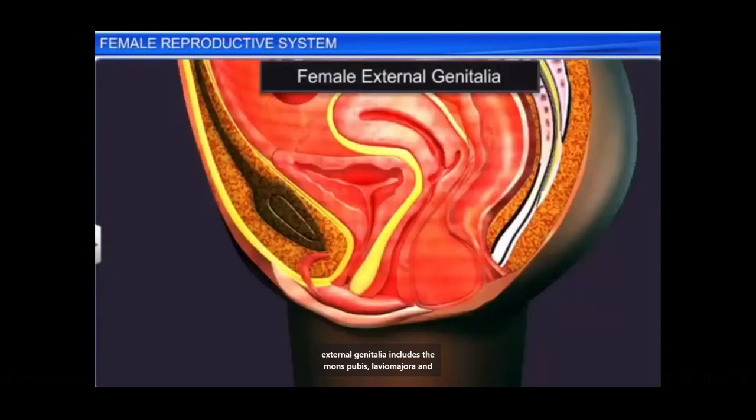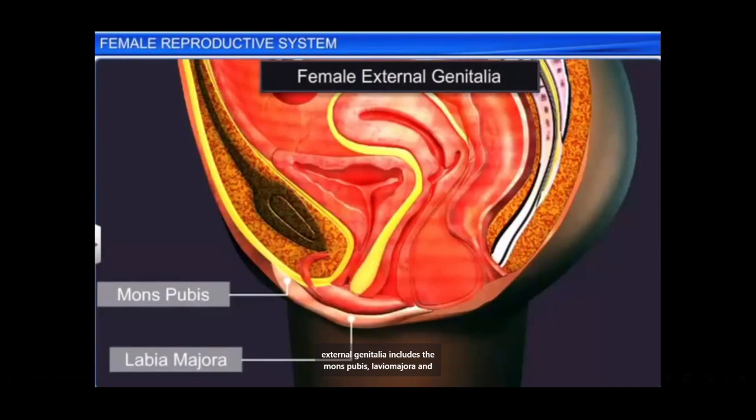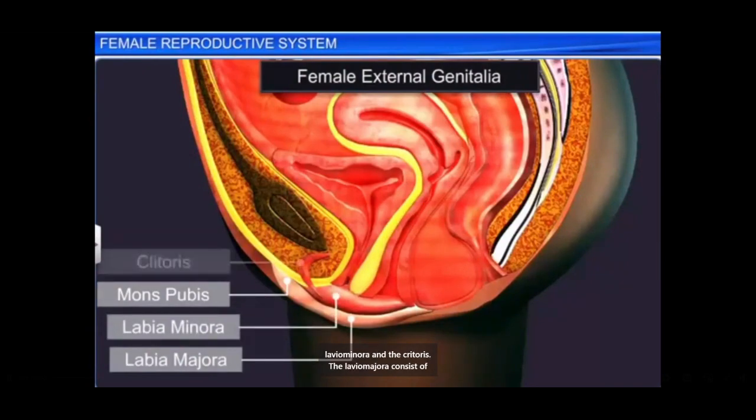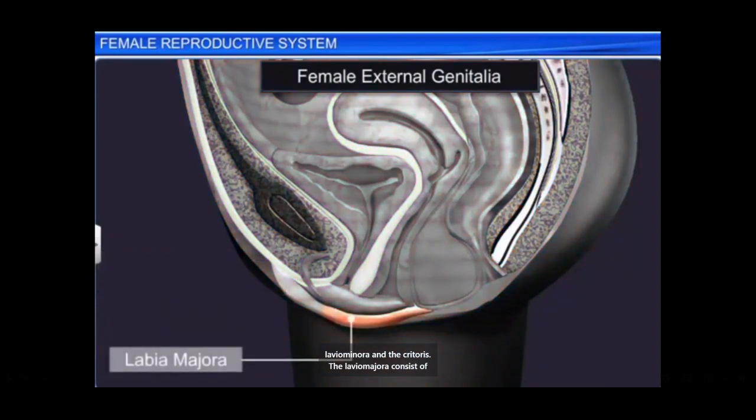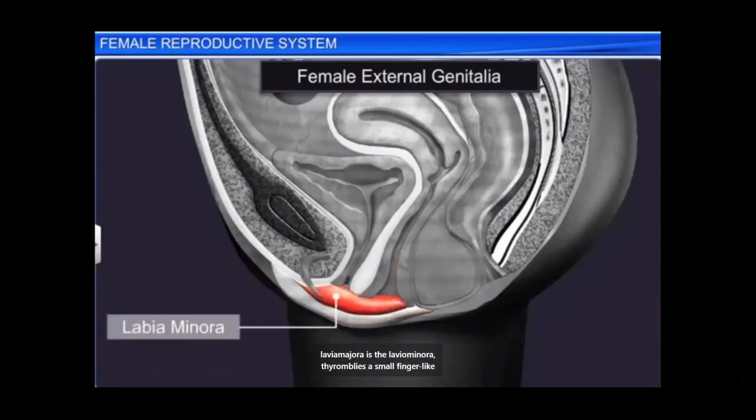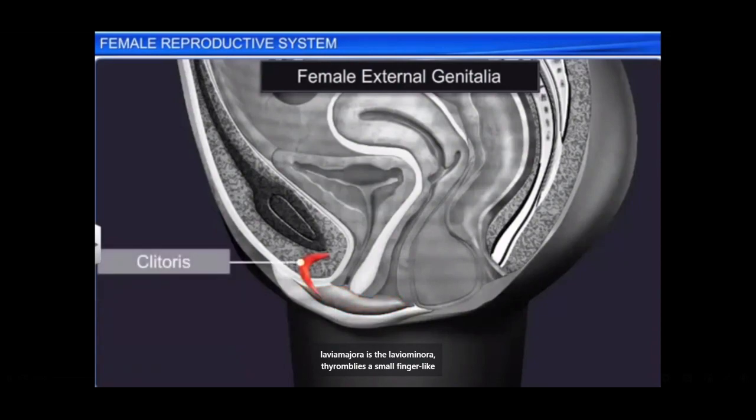The female external genitalia includes the mons pubis, labia majora, labia minora, and the clitoris. The labia majora consists of fleshy folds of tissue that extend down from the mons pubis and surround the vaginal opening. Hidden under the labia majora is the labia minora. Front of it lies the clitoris, a small finger-like structure, and below it is the urethral opening.